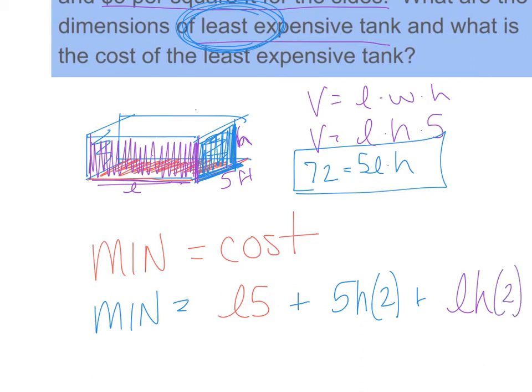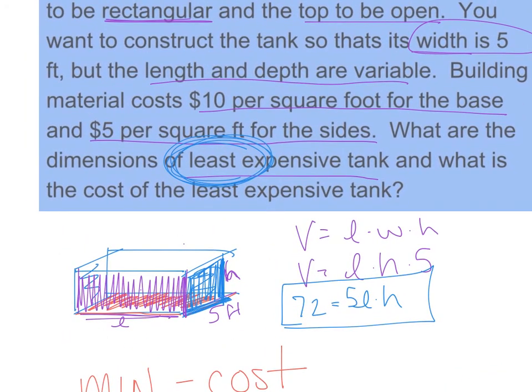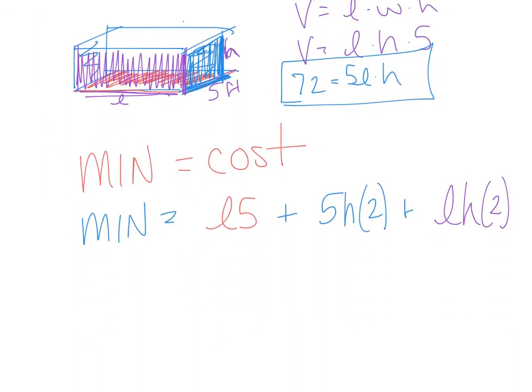Now, we haven't minimized the cost yet. All we did was write our formula for surface area. Now we have to think about how much each side costs. So if I go back, it says $10 for the base and $5 for each side.